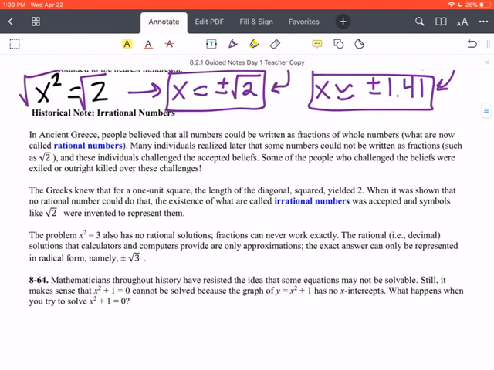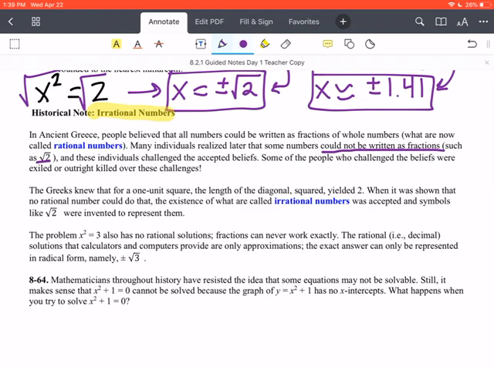But here's our first kind of historical note, not on imaginary numbers, but irrational numbers. It says, in ancient Greece, people believed that all numbers could be written as fractions of whole numbers, what are now considered rational numbers. Many individuals realized later that some numbers could not be written as fractions, such as the square root of 2. And these individuals challenged accepted beliefs. Some of the people who challenged beliefs were exiled or outright killed by these challenges. I tell you, mathematics can get pretty dangerous and controversial.